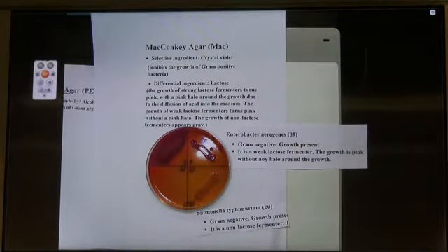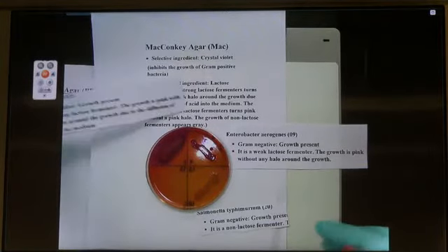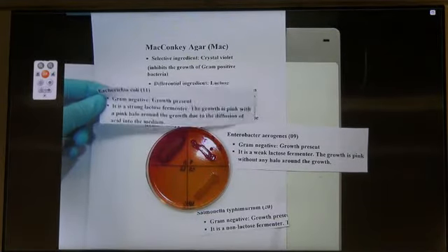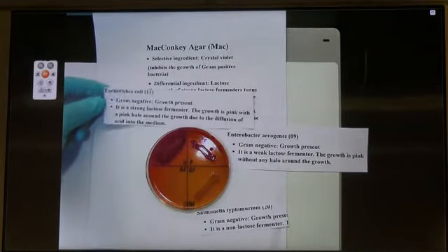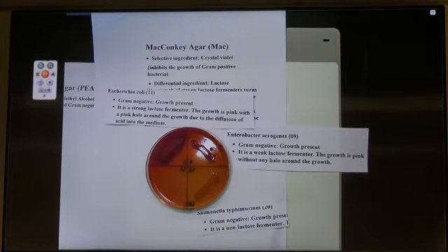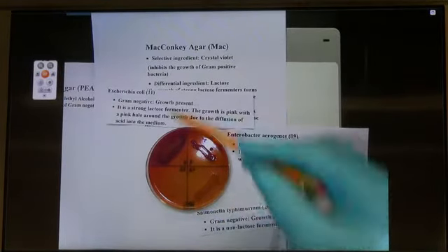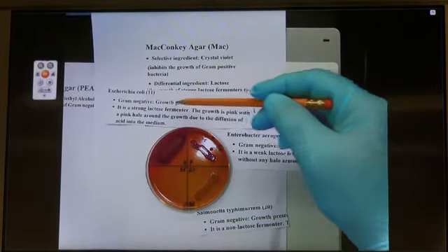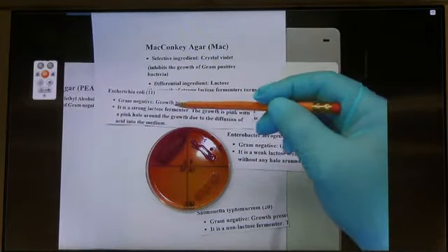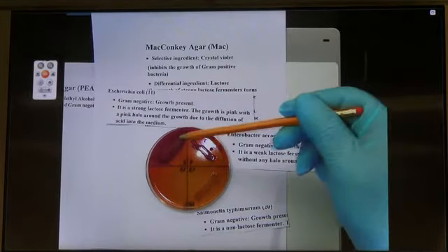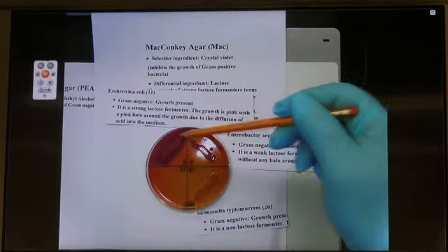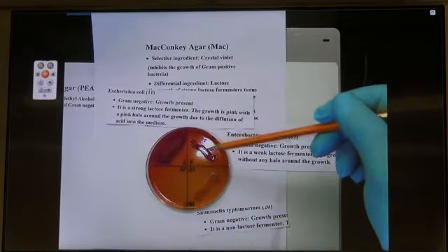Okay. The other one, right here, number 11. This one right here, gram-negative, growth present, strong lactose fermenter. That's how we tell the difference between E. coli and Enterobacter aerogenes. One has a halo, the other one, no halo.